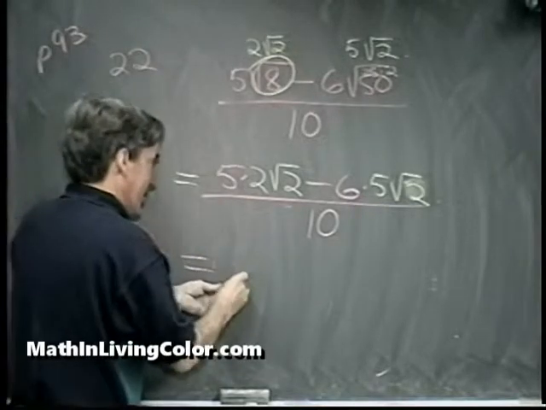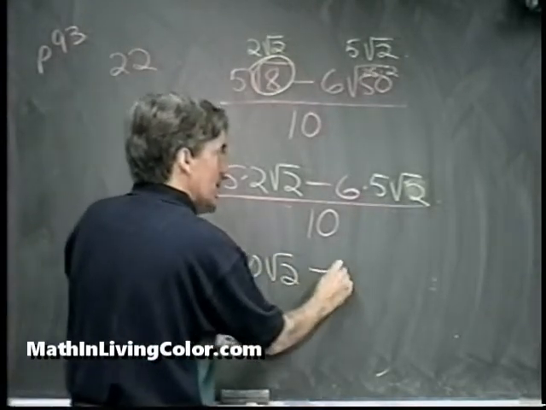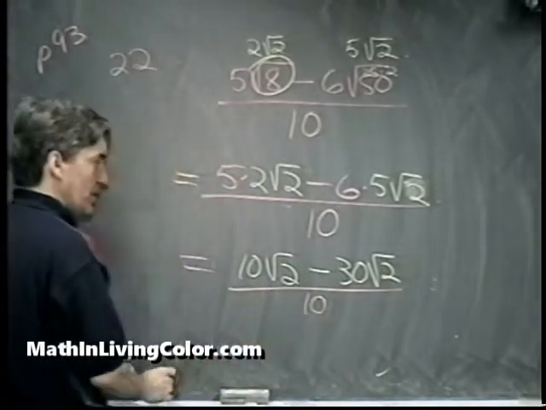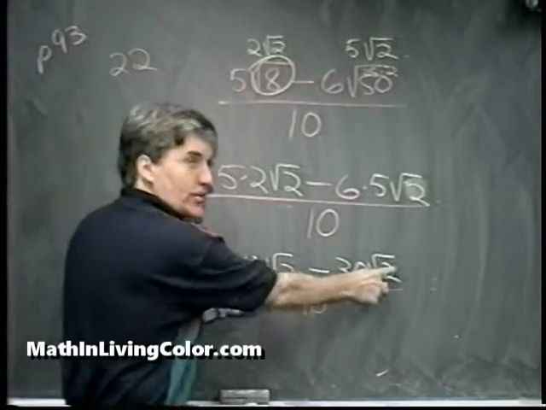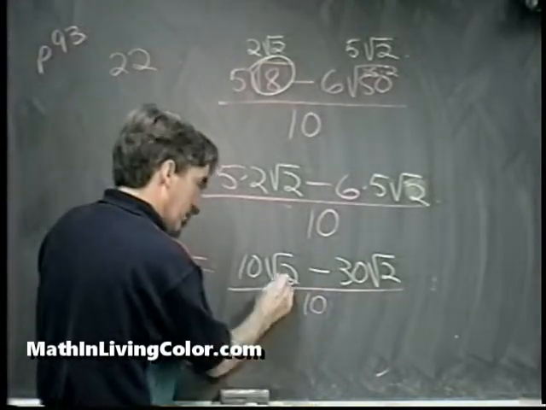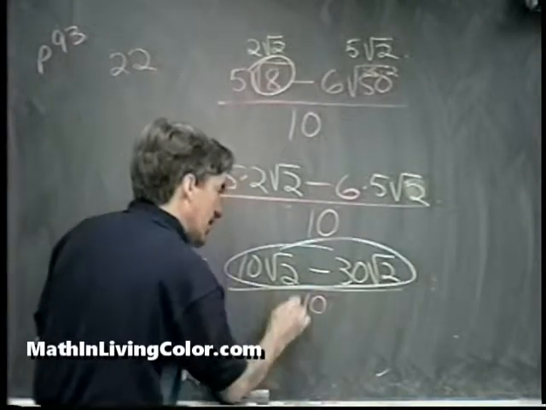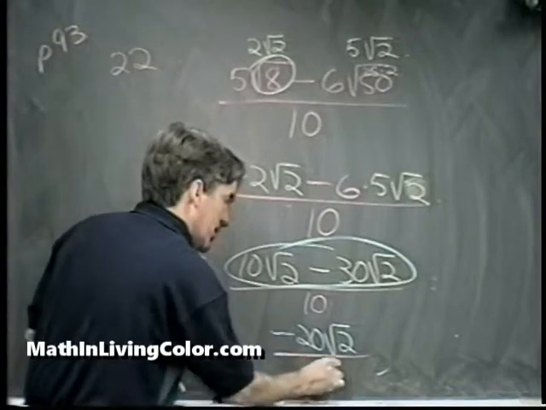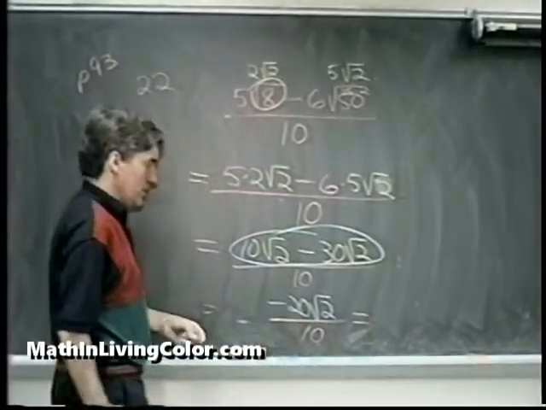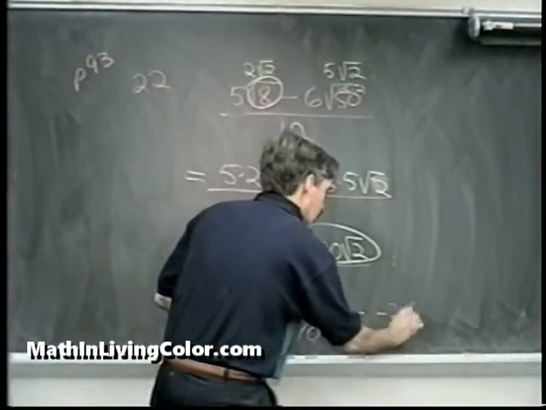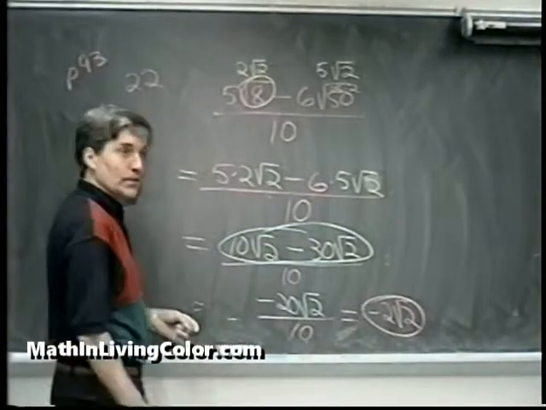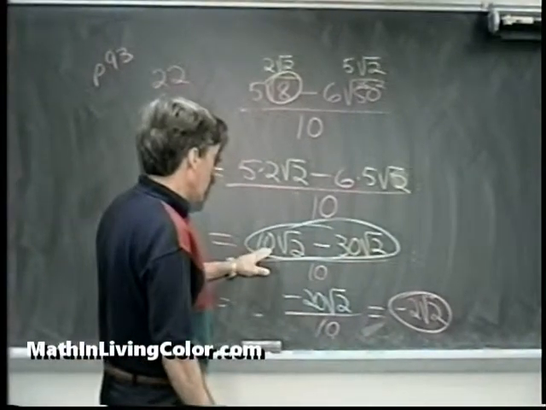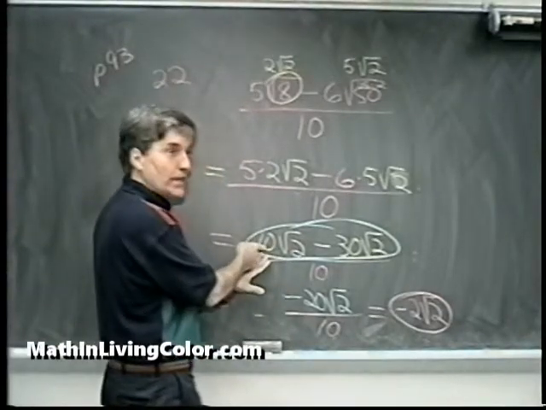Okay, and then what? 10 radical 2 minus 30 radical 2 over 10. These are like radicals, aren't they? Combine like terms, that would be negative 20 radical 2 divided by 10. And then negative 2 radical 2. I was just wondering, you could have crossed out the 10 back here, right? Not here. Not unless you factor it.